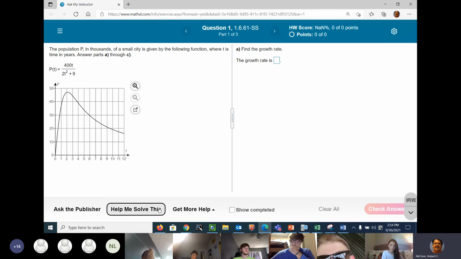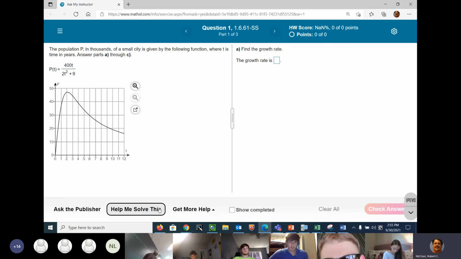P of T is equal to 400T over 2T squared plus 9. Because what is rate of change or growth rate? What is that a fancy word for? Probably slope. And they want it at a certain point, so that's why they want the derivative. Growth rate and slope, rate of change, slope, about the same thing.